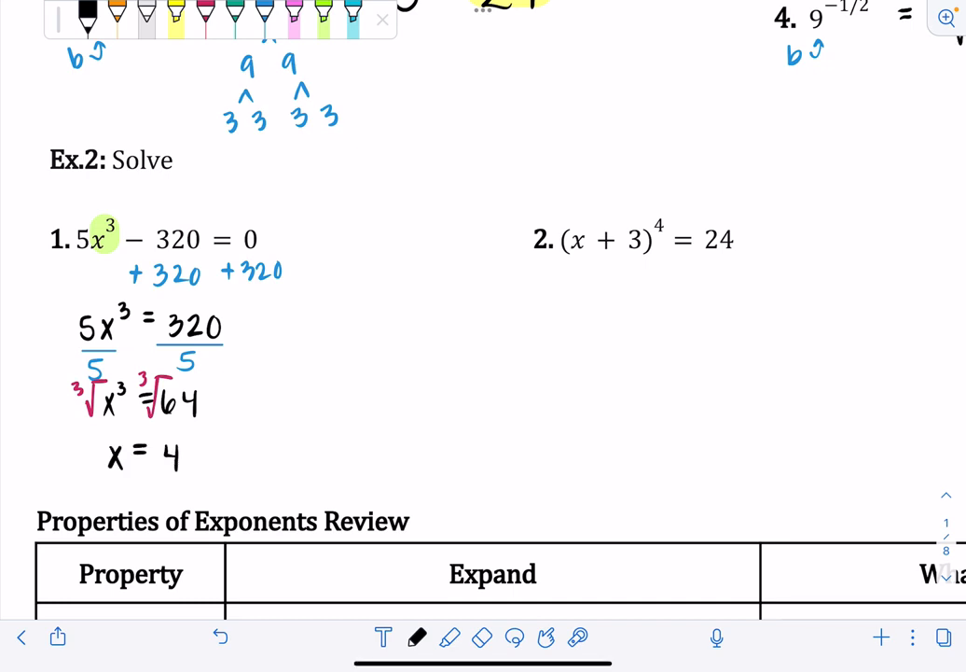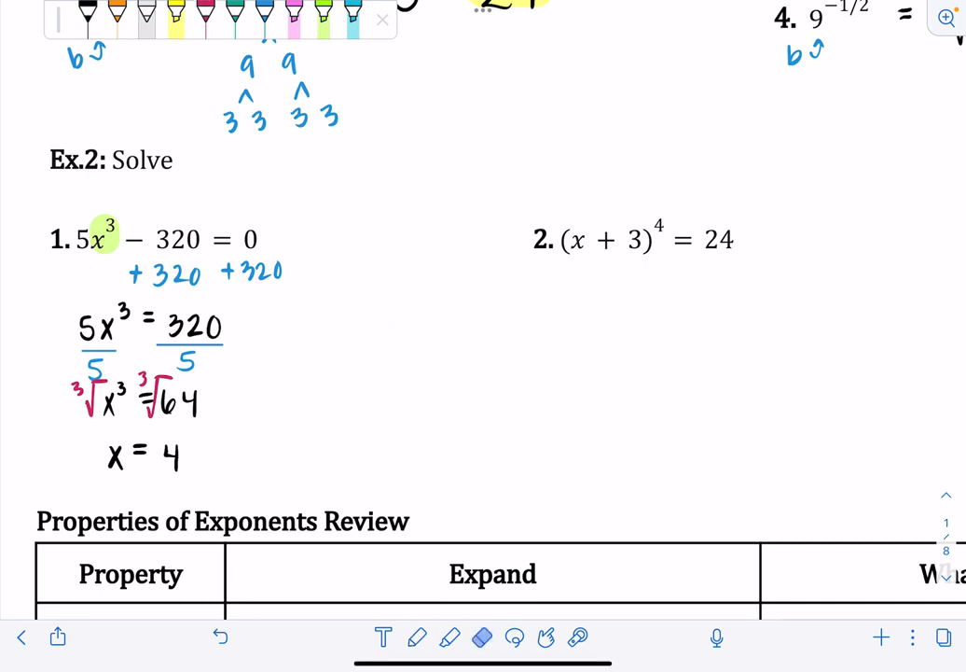And when you have an odd root, like we're taking a third root, there's only a positive or a negative answer. There's not both. Traditionally, if you have say x squared equals 4 and then I square root both sides, I would have to include a plus or minus in front of it. That's only for even roots, so it doesn't work for odd roots.